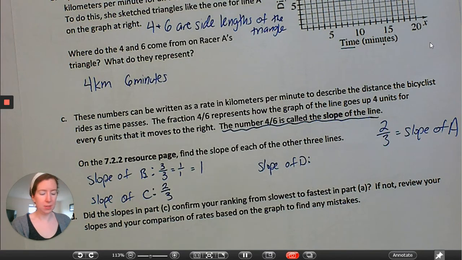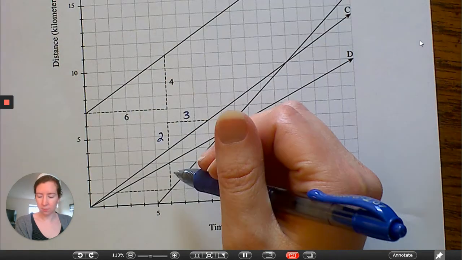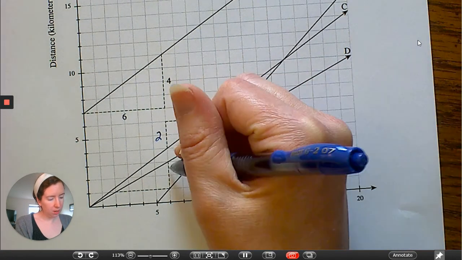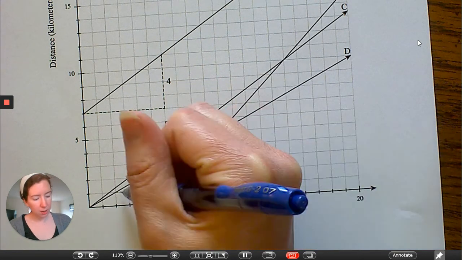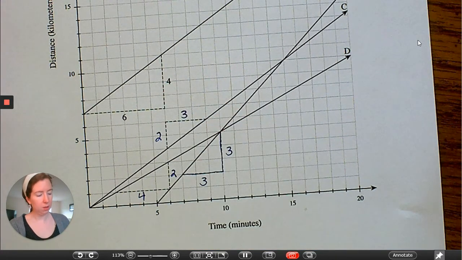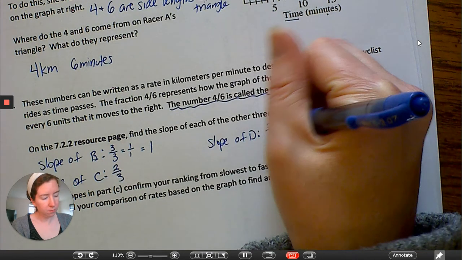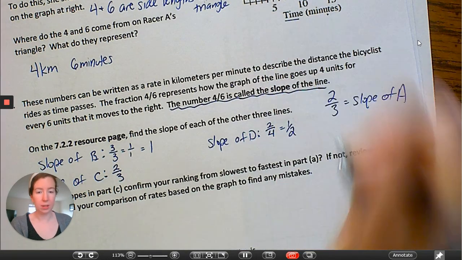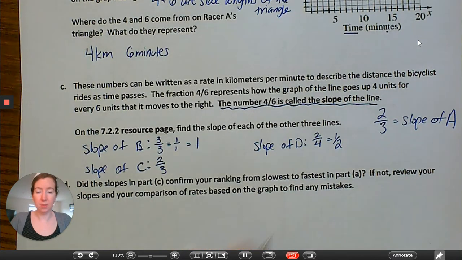And that can't be simplified. That's all there is. Now for D, that one is over here. So we've got a vertical distance of 2, and we've got 1, 2, 3, 4 for our horizontal. So 2/4 can simplify to 1/2. So we have the 4 slopes for the 4 lines.